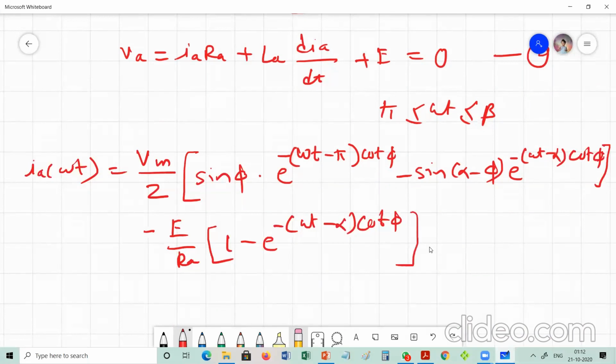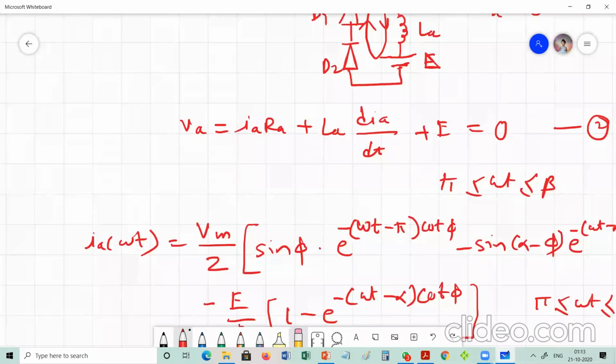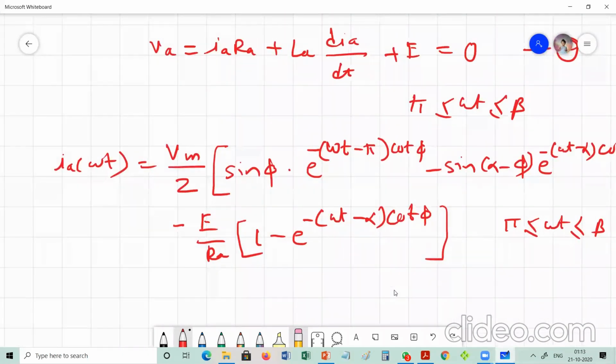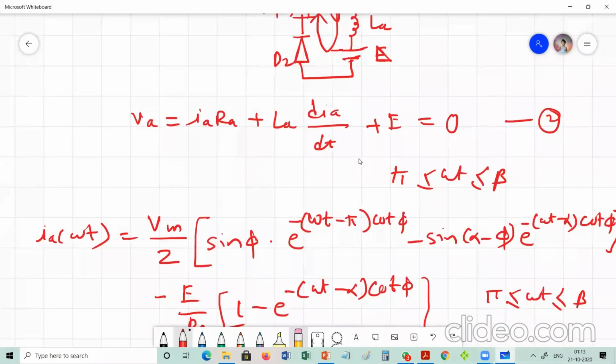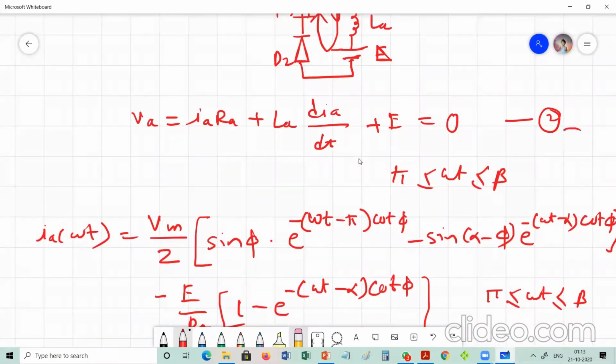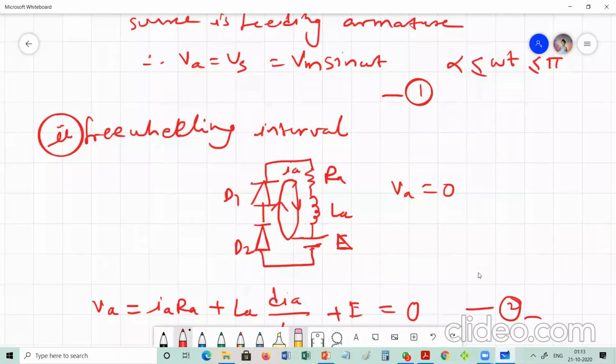Okay, for omega t greater than pi and less than or equal to beta, again there is a third interval also. One is the duty interval. For the duty interval, we find the voltage Va is equal to Vs. For the freewheeling interval, we find equation number 2, and depending on that equation, we find the current equation I of omega t. Again, there is a third interval, the zero current interval, where the current is 0.